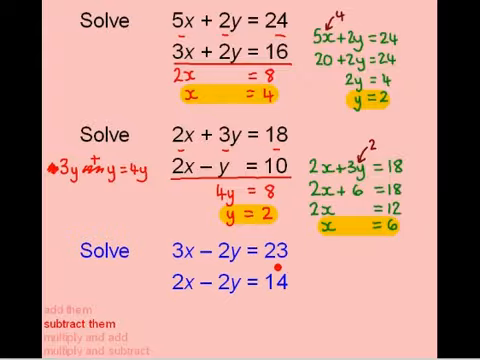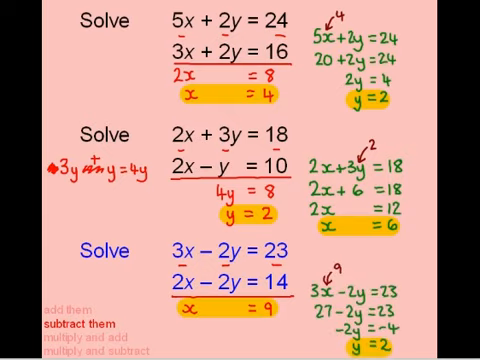On this last one, minus 2y is the same as minus 2y. So if we subtract these, it's going to get rid of the y's. Now that I've given you that clue, press pause and have a go at this one yourself. When you're ready, press play. Your full answer should be that x equals 9 and y equals 2.